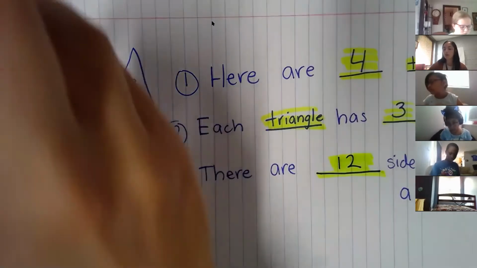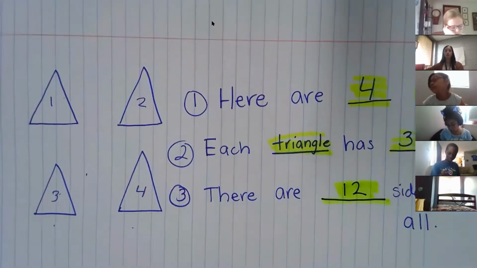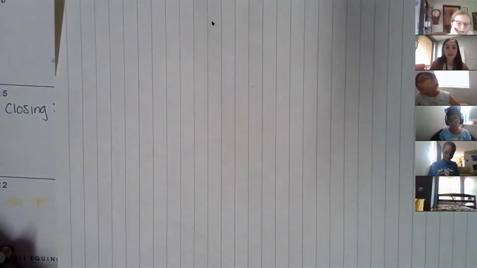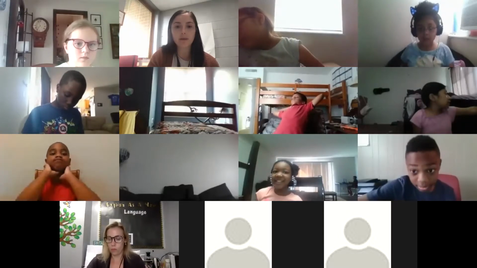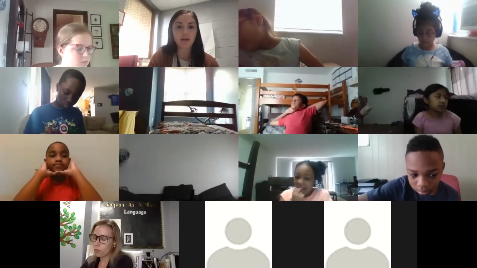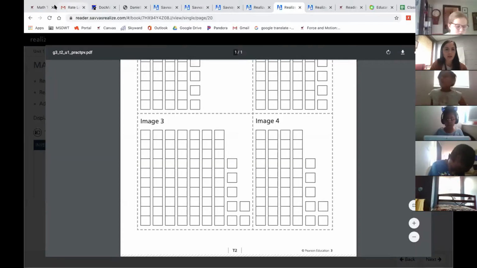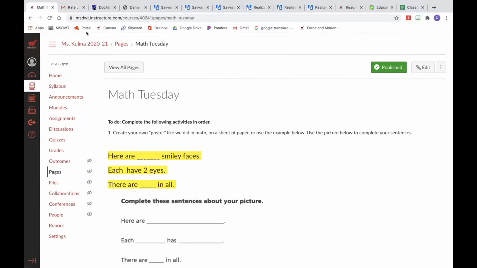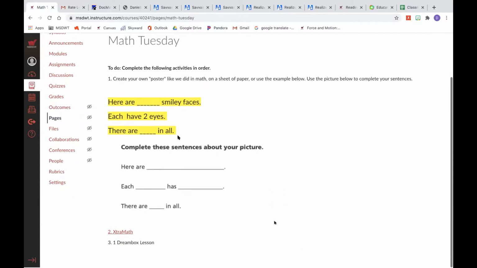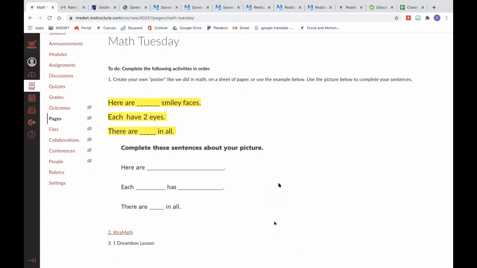So what you're going to do for independent work is open to a clean sheet of paper. We're going to be practicing again with this. So let me show you where your independent work is. It is just in your math. So you're going to create, I call it a poster, but it's just like what we just did, using up the whole sheet of paper.